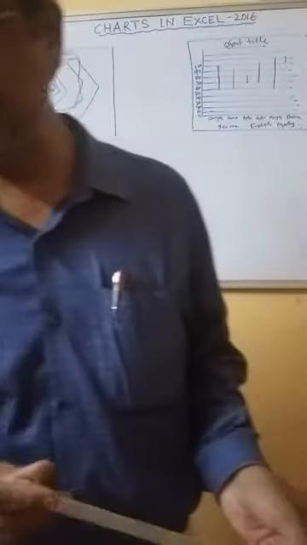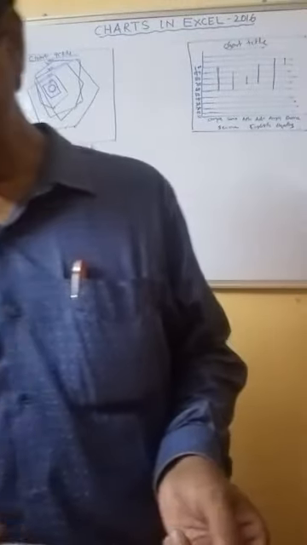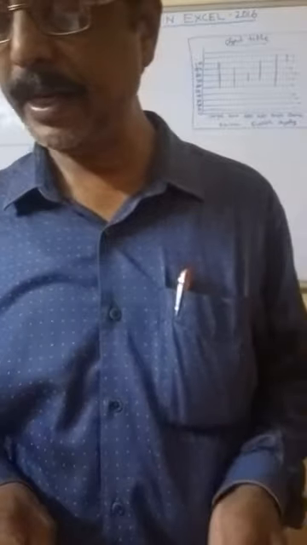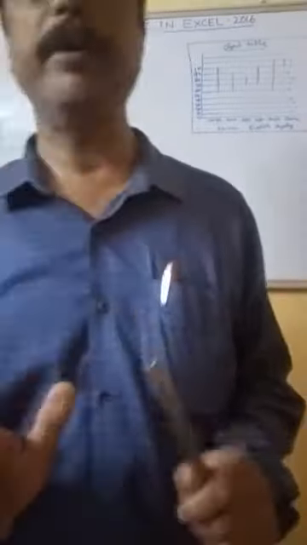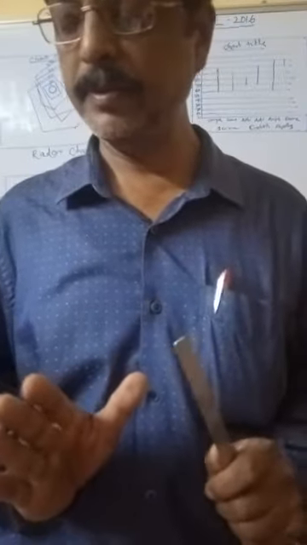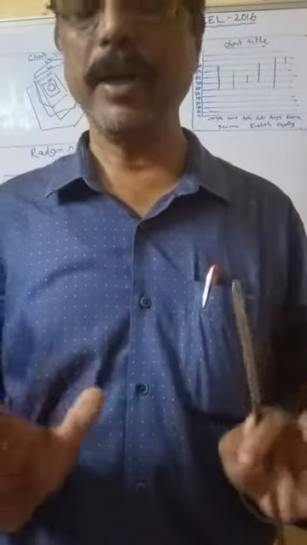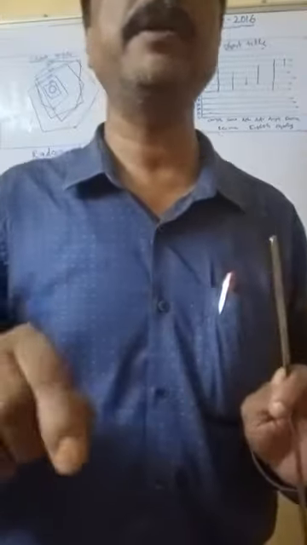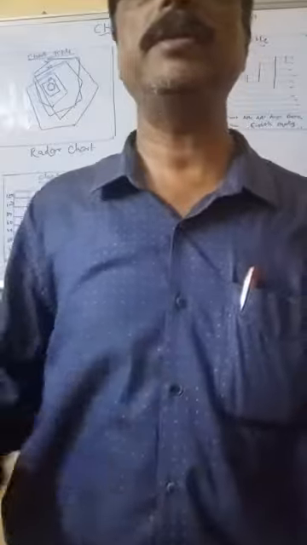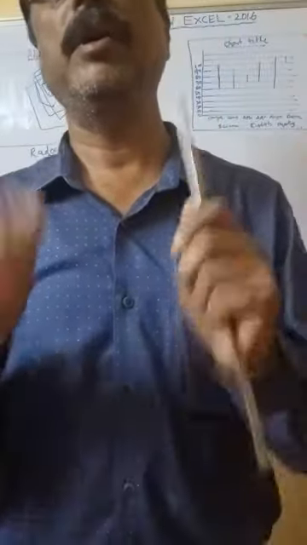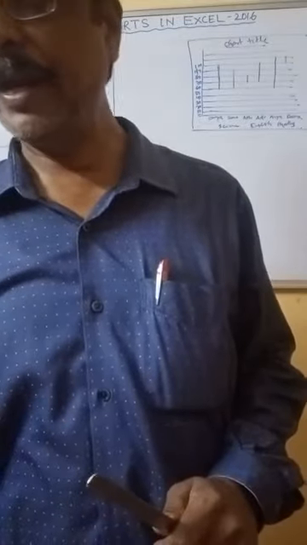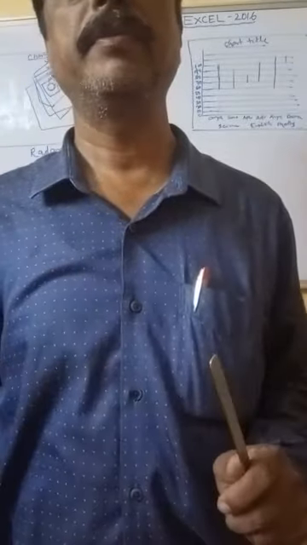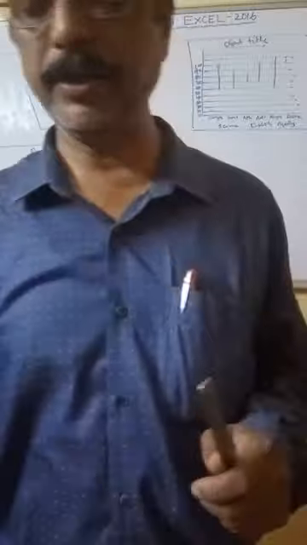When you press the F11 key, Excel automatically creates a chart for you. This is the shortest way of creating a chart. The default chart will be prepared automatically, just by pressing F11. That is your easiest way, and this creates a column chart. If you want, you can change it to another chart.